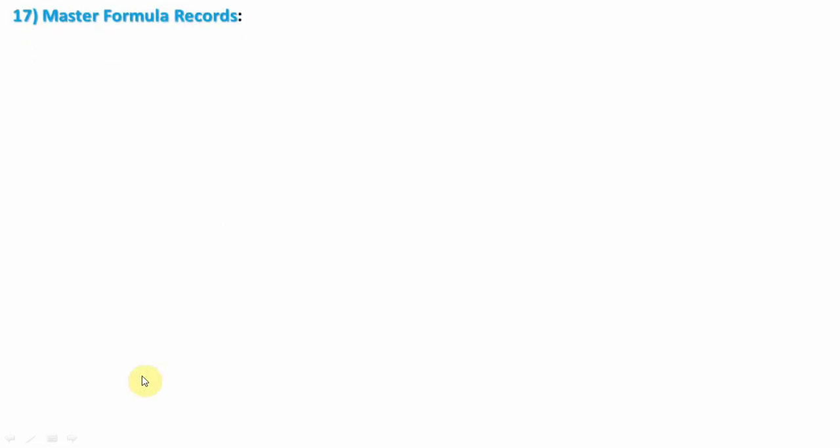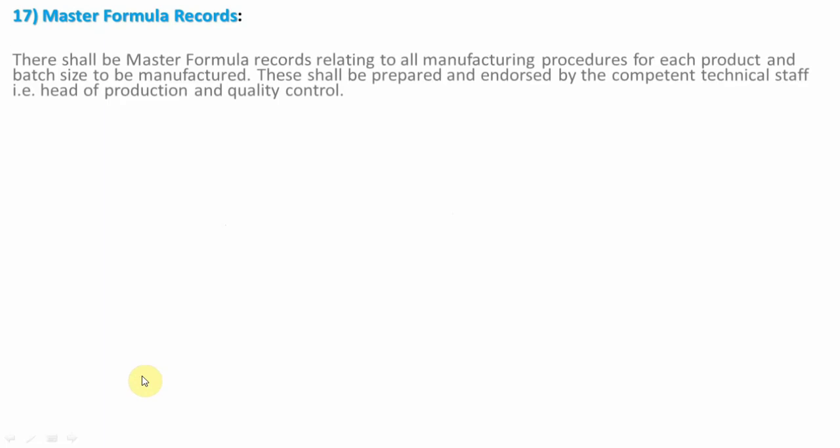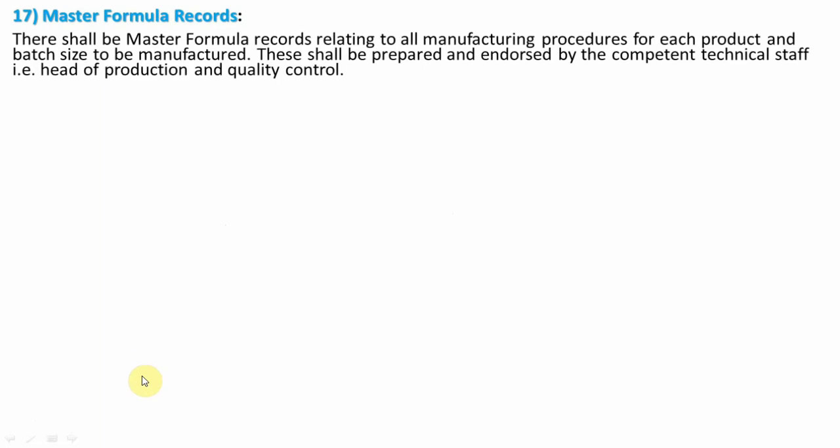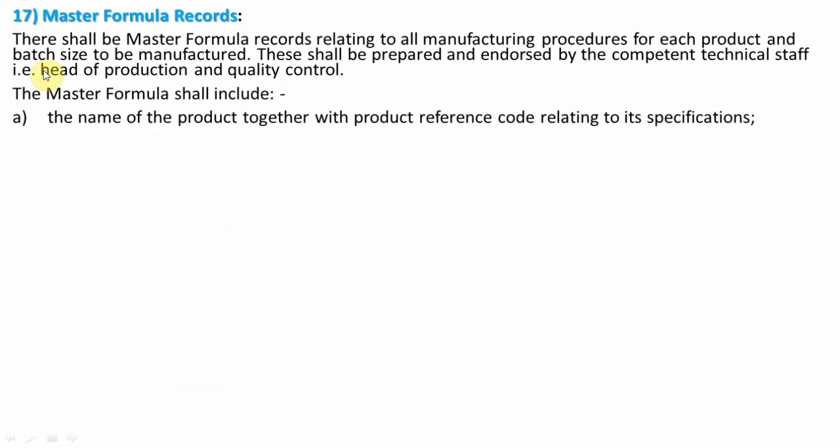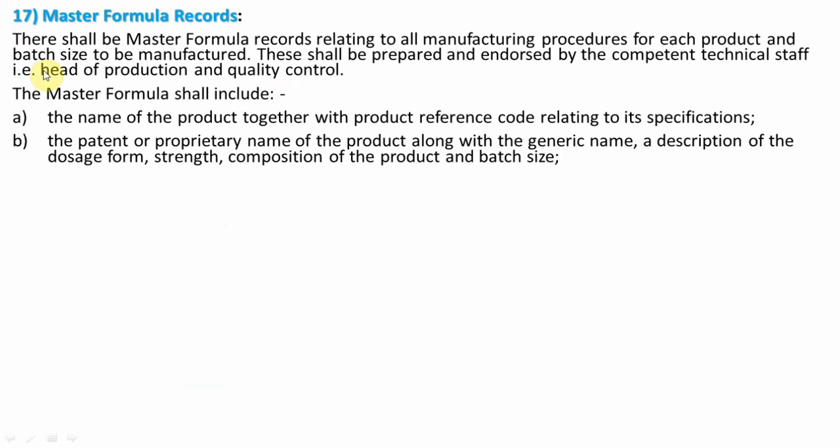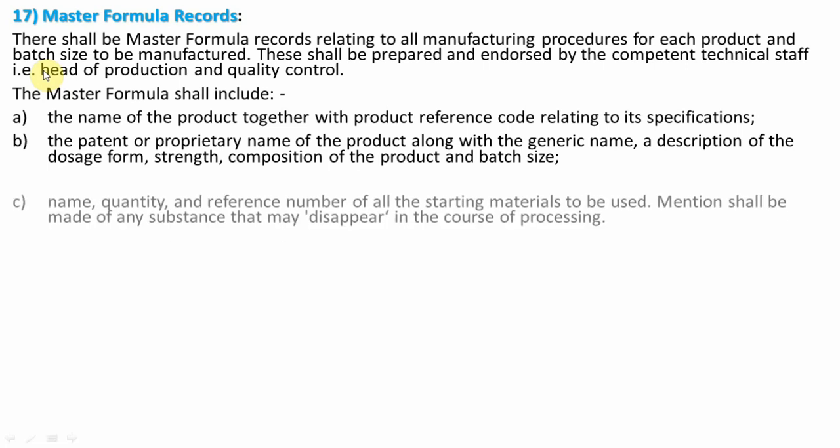Next, Master Formula Record, MFR. There shall be master formula records relating to all manufacturing procedures for each product and batch size to be manufactured. The master formula shall include first the name of the product together with the product reference code relating to its specifications. Then patent name of the product along with the generic name, a description of the dosage form, strength, composition of the product and batch size.